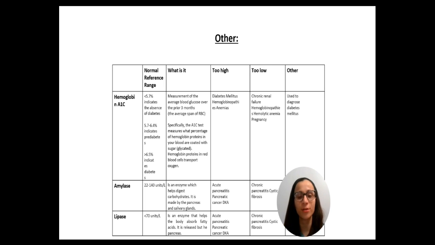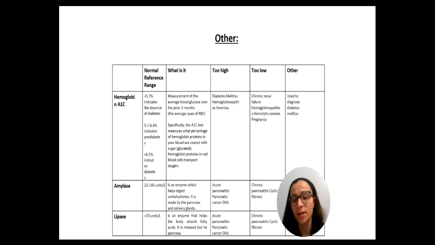So here are some other labs that don't fall under a CBC or CMP, but are just good labs to know and order when needed. So hemoglobin A1C. Hemoglobin A1C is basically a measurement of the average blood glucose over the prior 3 months. More specifically, the A1C test measures what percentage of hemoglobin proteins in the blood are coated with sugar.